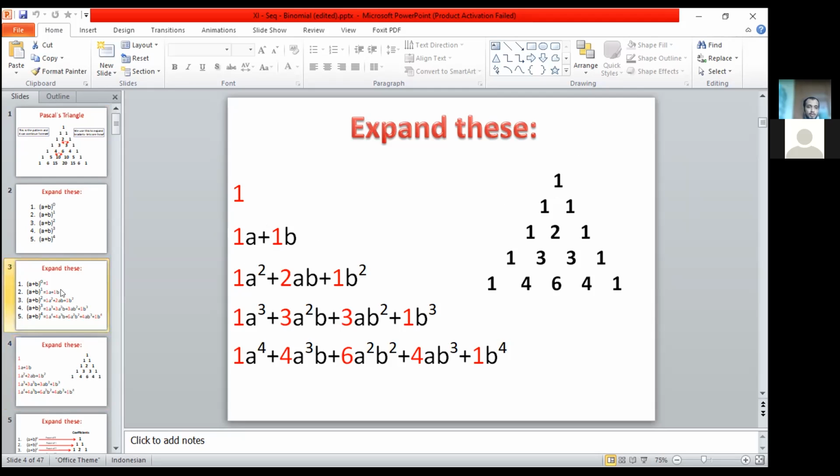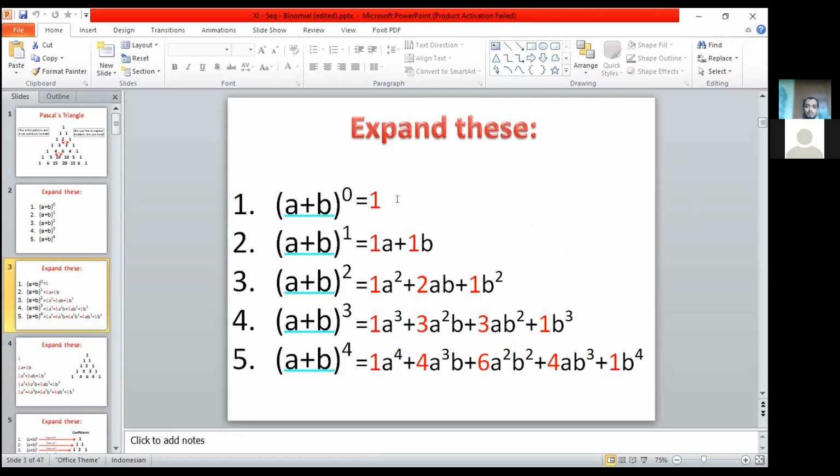For the first term, it will be a to the highest power. For example, a plus b to the power of 3: the first term will contain a to the power of 3, then the next term a to the power of 2, the next a to the power of 1, and the next a to the power of 0. You don't need to write that because a to the power of 0 is 1.